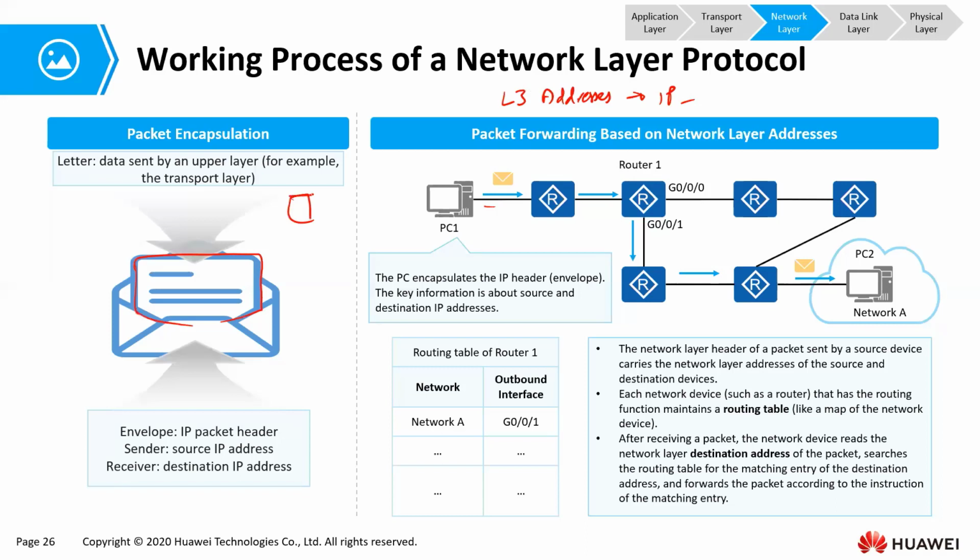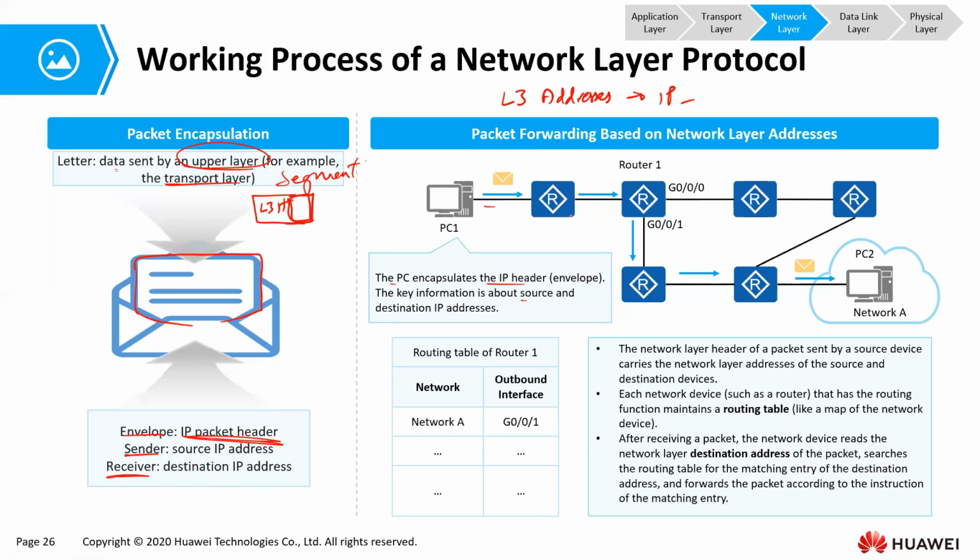So it will get hold of the data and add the layer 3 header, which is the source address, the destination address, and other information that we shall look at. The letter is what the upper layer wants to send. For example, for the transport layer, it is the segment. And then the envelope is the IP packet header, or the layer 3 header, which is the sender's address and the receiver's address, all of which are IP addresses. So the PC encapsulates the IP header, which is the envelope. The key information is the source and destination IP addresses.